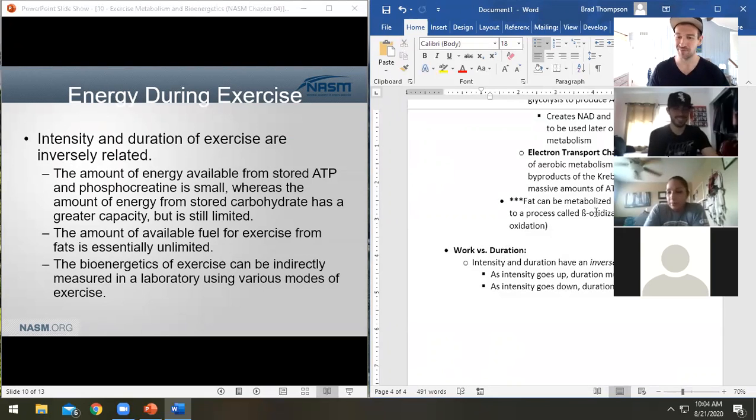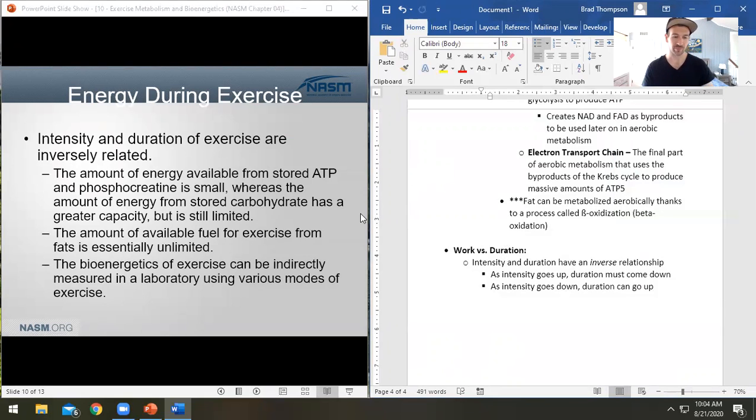It's just going to make you lay down. This is why we need these. These are the things that we're looking at when we look at work versus duration. So the bioenergetics of exercise are usually measured based on intensity and duration. We're constantly looking at that.